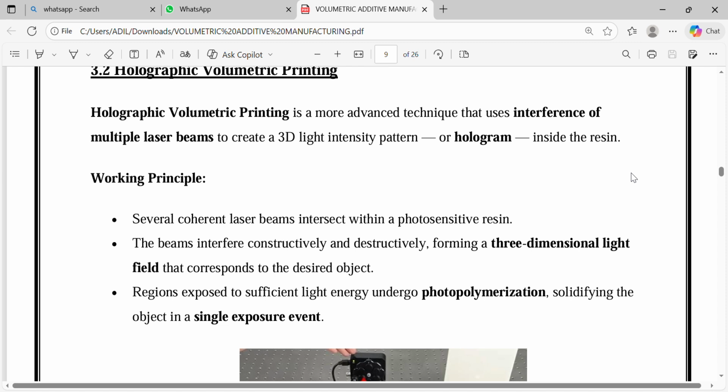Three-dimensional light fields represent the spatial distribution of light. It enables the volumetric imaging and printing. It allows for complex structures and patterns. It is used in AVM for precise solidification. Regions exposed to sufficient light energy undergo photopolymerization, solidifying the object in a single exposure event. A single exposure event solidifies the entire volume or layer. It enables fast printing speeds and allows for complex geometries. It is characteristic of volumetric additive manufacturing.